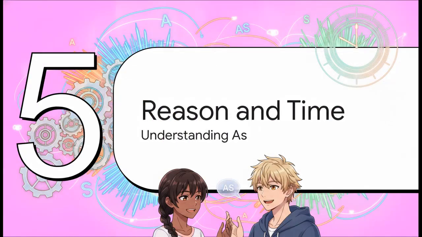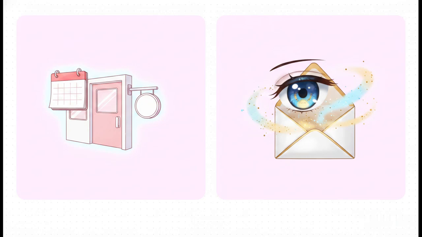And finally, we arrive at Section 5, rules for reason and time. Let's talk about the word as. It is an absolute chameleon. It totally changes its meaning based on how you use it. Sometimes as is used for a reason, meaning exactly the same thing as because. Saying as it was a public holiday, the shops were shut, instantly sounds so much more fluent than always relying on because. But other times, as is used for time.